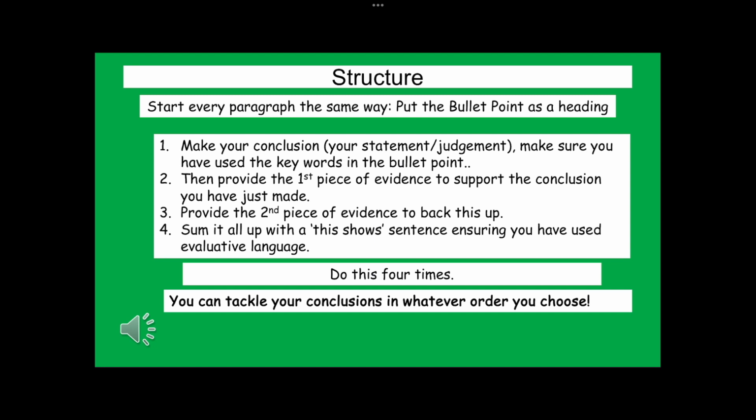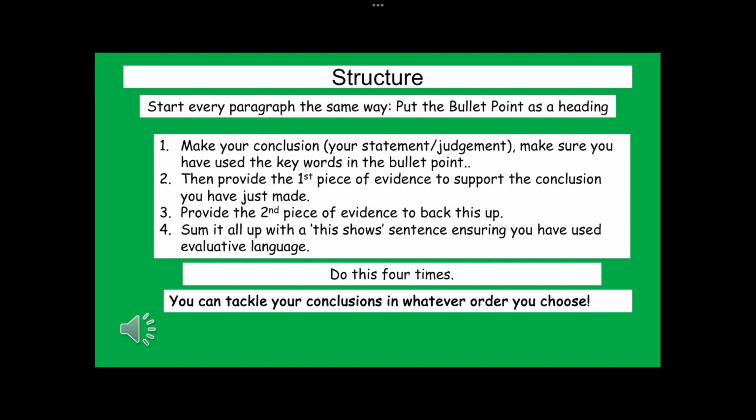We're now going to have a look at how you would structure the answer to the conclusion question. You're going to start every paragraph the exact same way. You're going to put the bullet point from the question as a heading, 4 times, 4 different bullet points. When you're actually writing your paragraph, the first thing you're going to do is make your conclusion. So that's your statement or judgment. Make sure you've used key words from the bullet point.